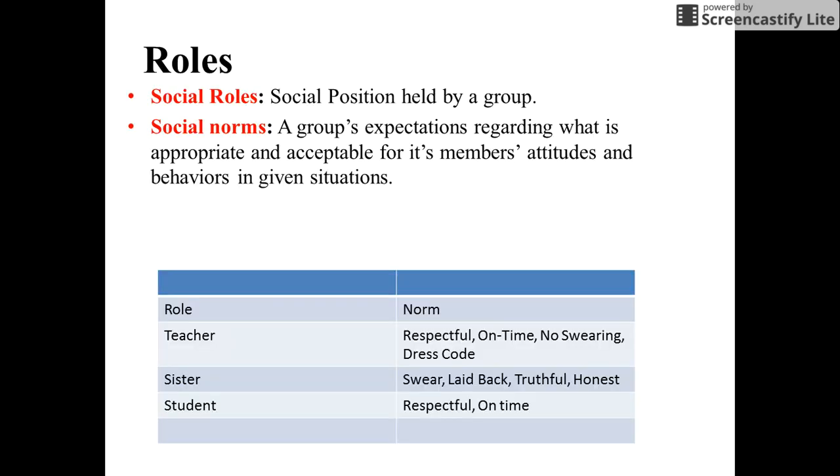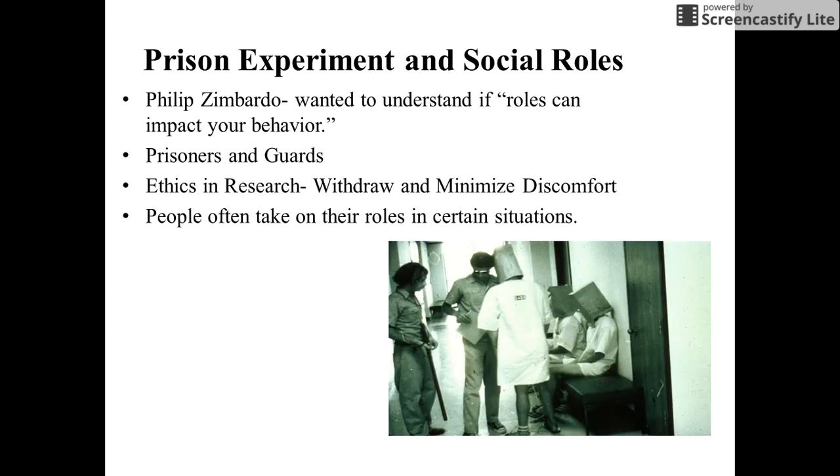The last experiment I believe I talked about in the last video, but it talked a little bit about roles and the roles that we could take because of a group influence. So you have social roles, which is your position held by your group, and you have social norms, and these are the group's expectations regarding what is appropriate and acceptable for its members' attitudes and behaviors in a given situation. So I have several roles. I am a teacher, I am a sister, and I have been a student, and I have different norms for each one of those. So the prison experiment really explored social roles.